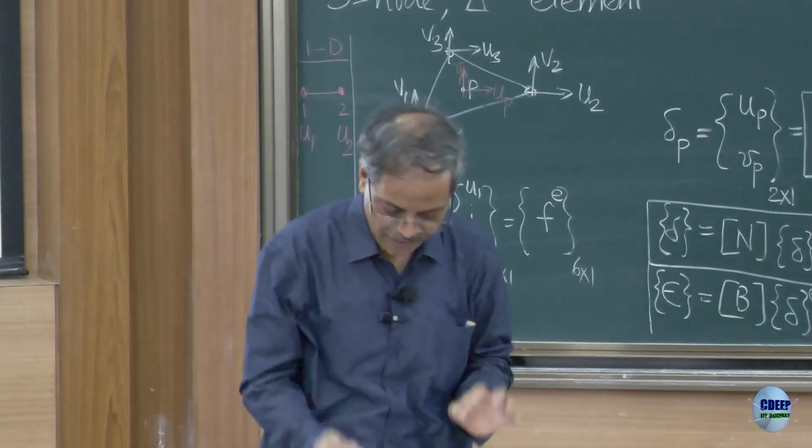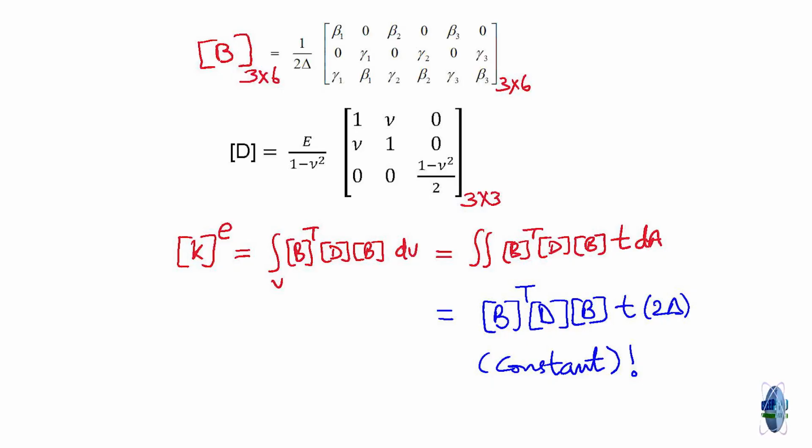Now if you look at this particular element, why I said that this is the simplest element, one of the first elements, if not the first element ever formulated, will be evident from this slide. The B matrix is 3 by 6, a set of constants. The D matrix, once you are given Young's modulus and Poisson's ratio, is a constant. So integral B transpose D B looks big, but actually it is a constant.